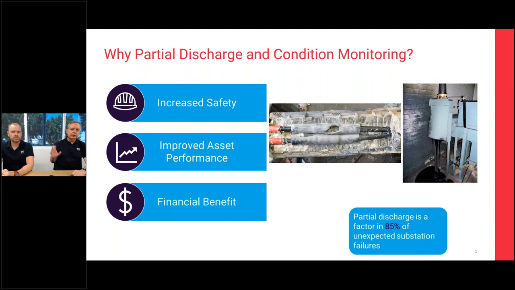So for looking at cables, it's more a case of a financial benefit in the substation, then we've got that increased safety benefit as well.